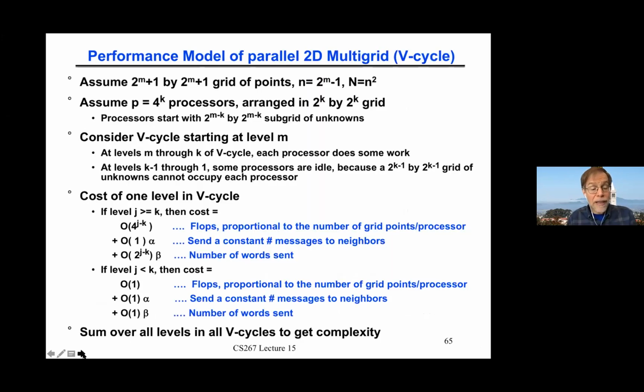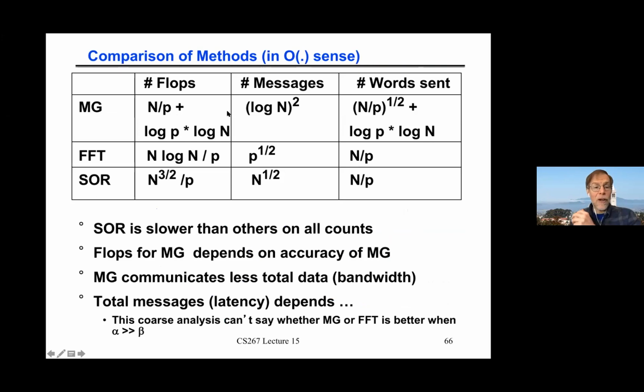So there's some detailed counting. Let me just skip that and go to the final answer, which is: what is the complexity of this algorithm? I'm going to count the number of flops, the number of messages, and the number of words moved. And I'm going to compare multigrid, the fast Fourier transform, which is widely used, and then red-black SOR. And so for multigrid, the number of flops speeds up nearly perfectly. It would do n flops sequentially. It's doing n over p per processor. That's perfect speedup. But because there are some idle processors when it gets coarse enough, there's also a log p term. The number of messages is log of n, quantity squared.